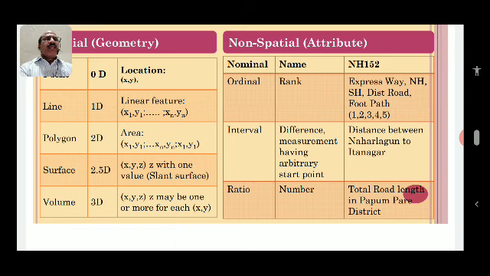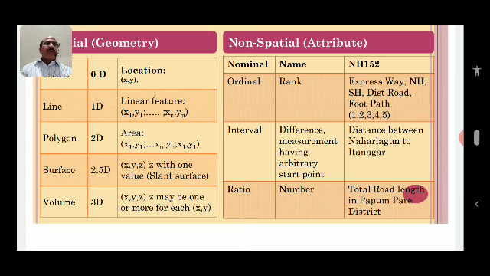Then the third one is the interval, the distance between two places. Wherever you start, it doesn't matter. Say in the case of temperature, in Fahrenheit, 32 degrees is the melting point of ice, and 212 degrees is the vaporization point. But in Celsius, it is 0 and 100. So these are all intervals. Okay. Then the ratio is actually a number that allows all sorts of mathematical operations to be carried out.